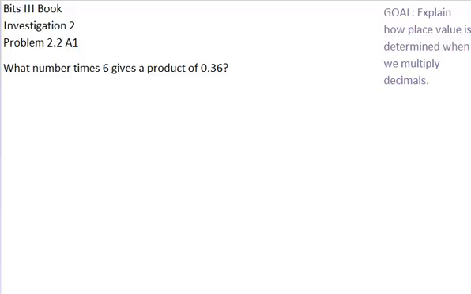So the first thing that I'm going to do is write this problem out as a number sentence. And we see that we have a number times 6. So we'll represent that number by using n. So n times 6 is equal to 3600.